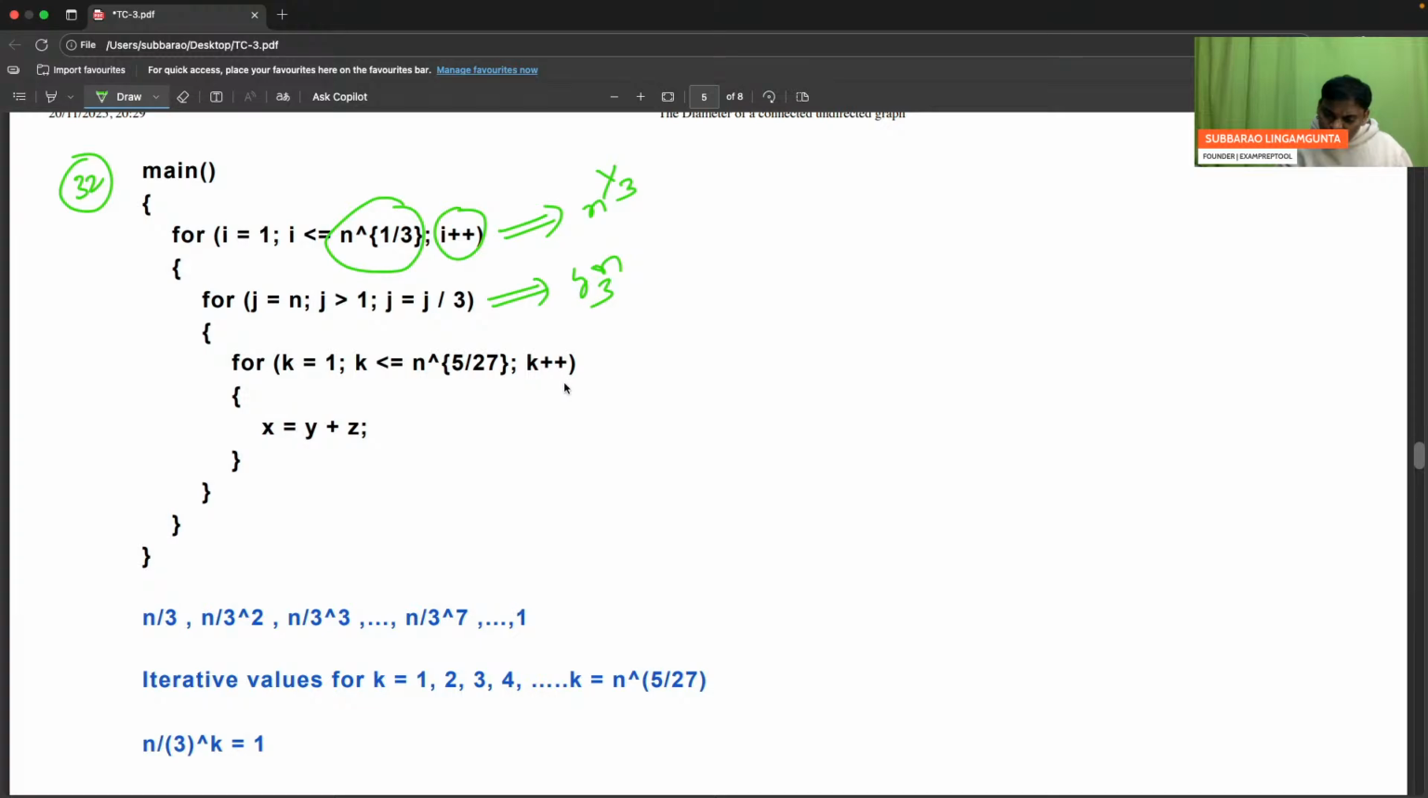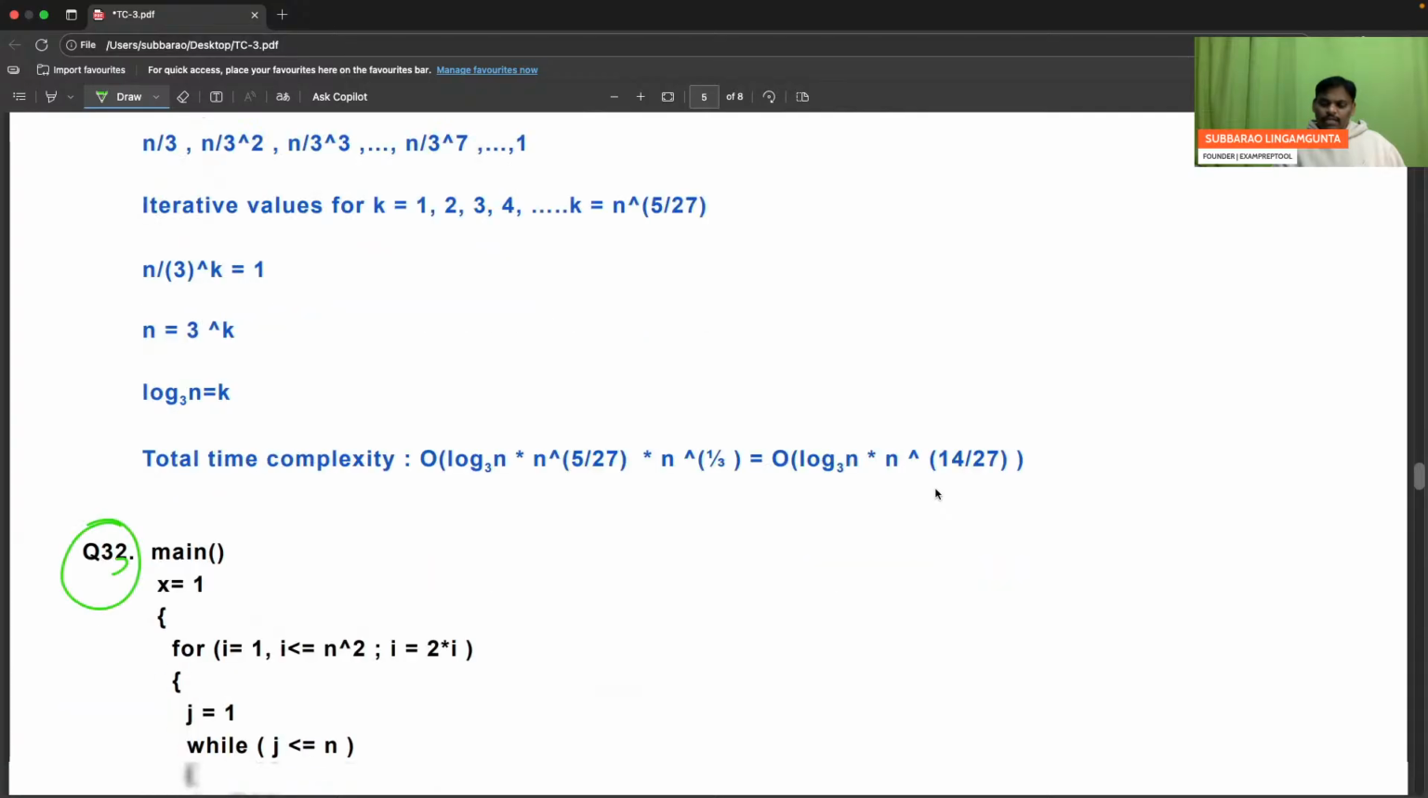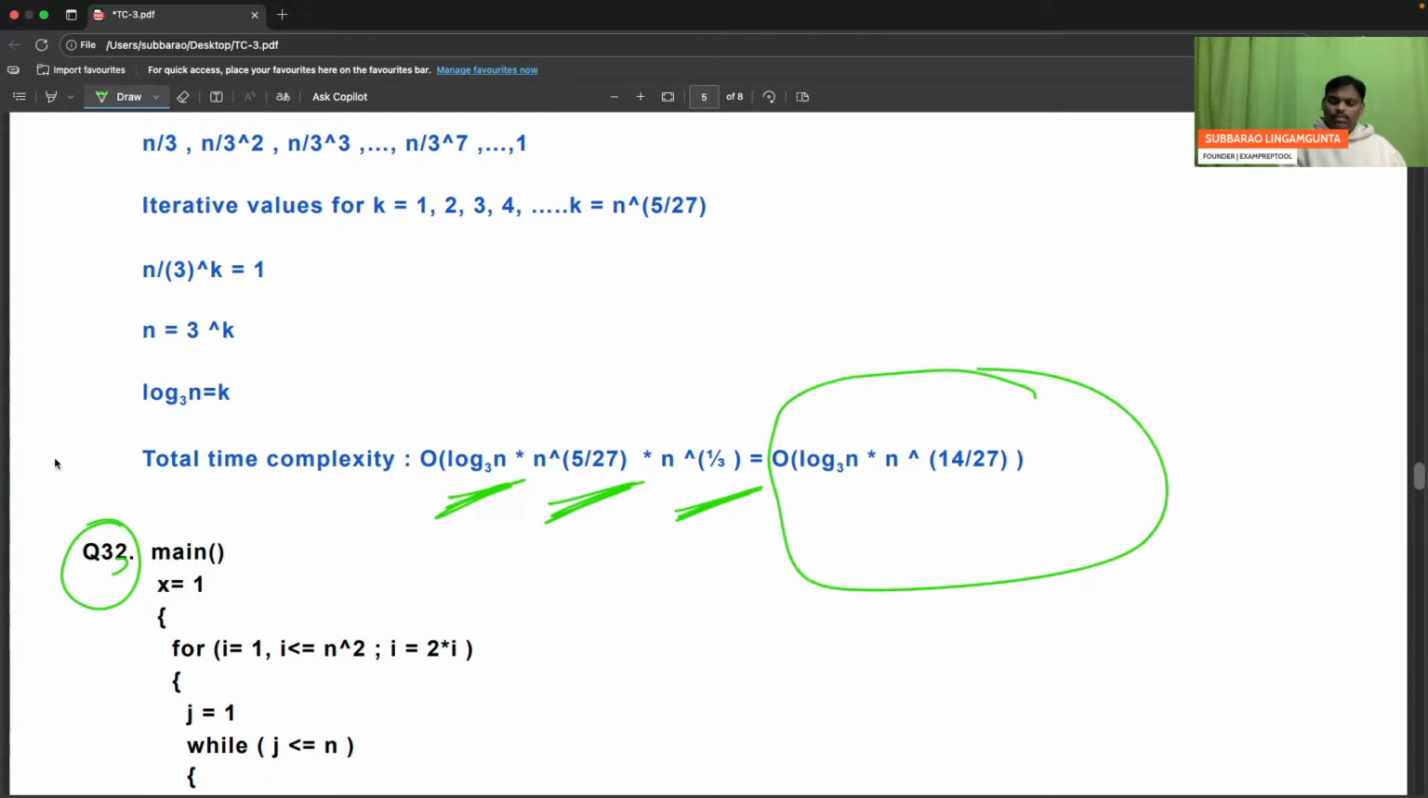Next one. If you observe clearly, this is also always plus 1. If always plus 1, n by 1. N is there, n by 1. N power 5 by 27 is there, 5 by 27. So multiply all three because of inner loops. Same thing, multiply. Log n base 3 is one factor, n power 5 by 27 is another, n power 1 by 3 is another. Simplify as much as possible. So that is question number 32.